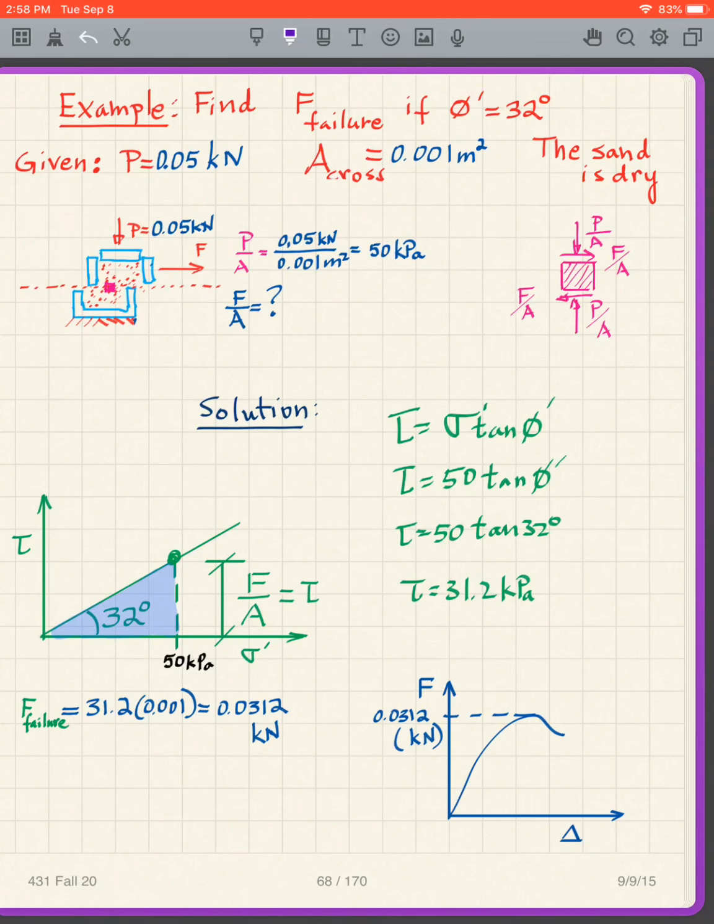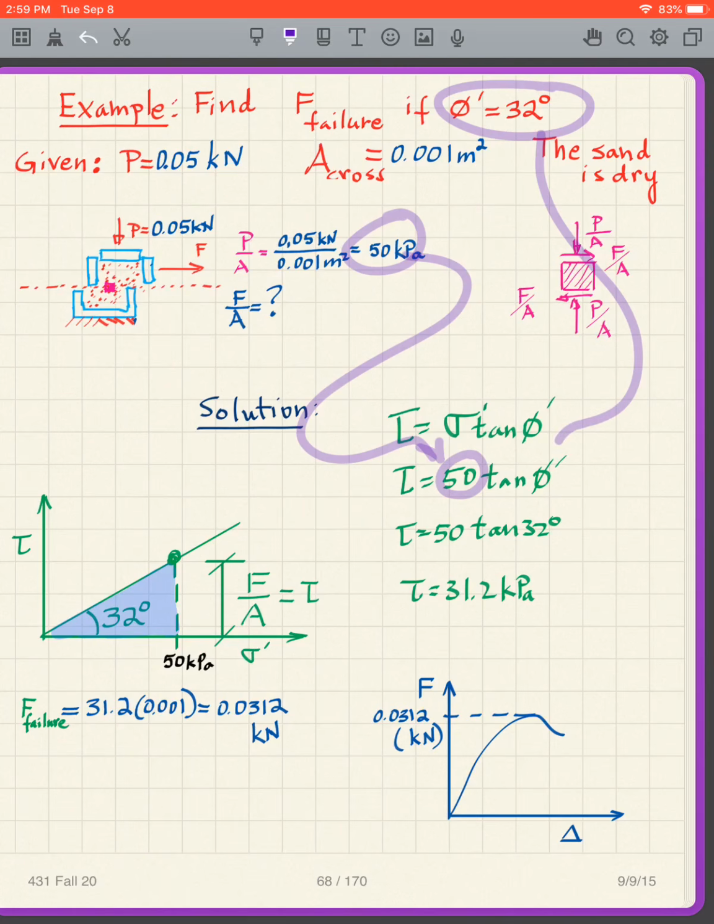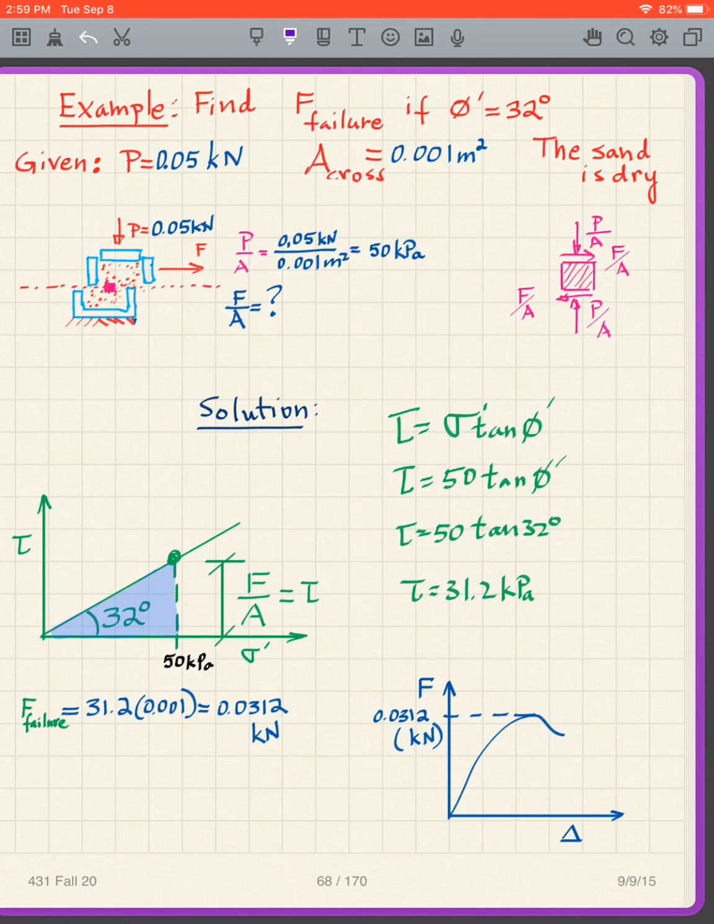And what we have is that, what do we know? Just by simple geometry, that tau is sigma prime tangent phi prime for this line here. That's just basically trigonometry. And so if my sigma prime is 50 kilopascals, my phi prime is 32 degrees, so we get that 50 tangent 32 degrees is 31.2 kilopascals.